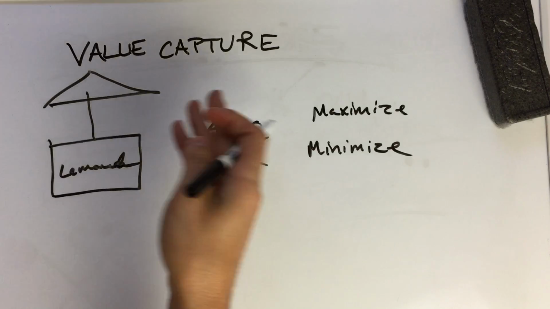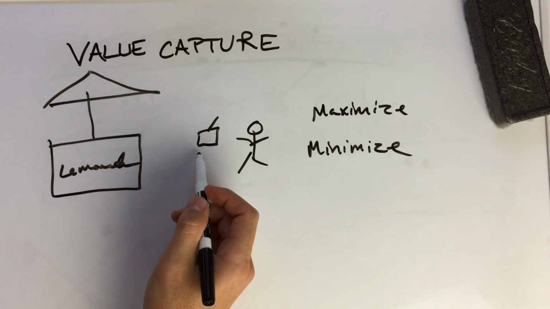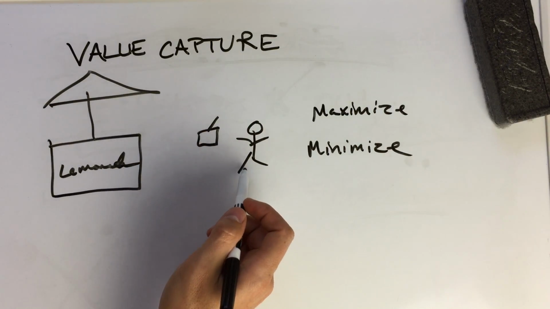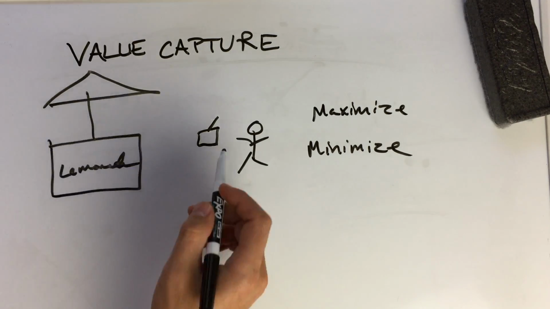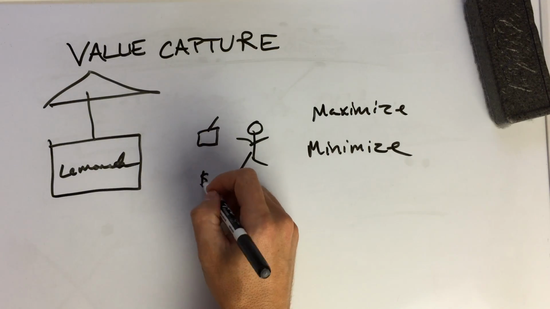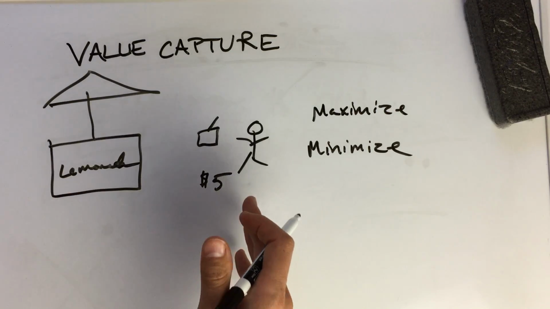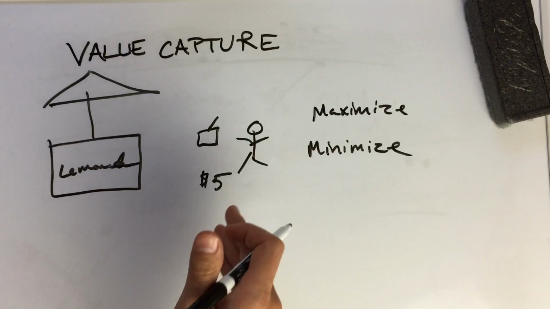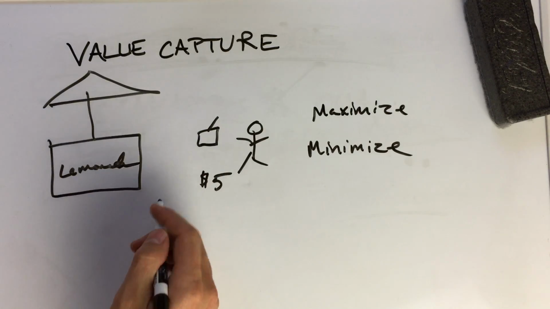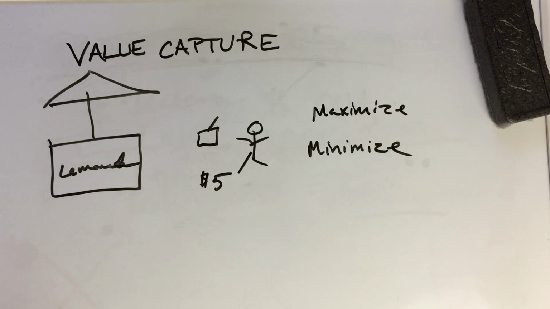So if you were trying to maximize value capture as a business owner, you would try to get this person to spend as much as he or she is willing to spend on that cup of lemonade. Maybe it's something like $5. It's really hot. You can tell they're thirsty. This person, you want to maximize the value you capture out of them. Now you're taking in $5 for that cup of lemonade.